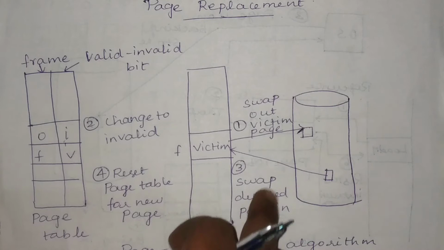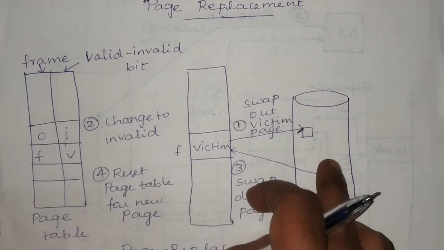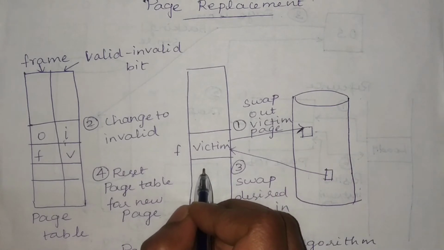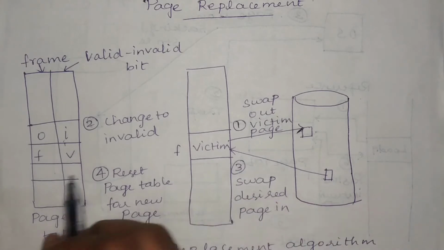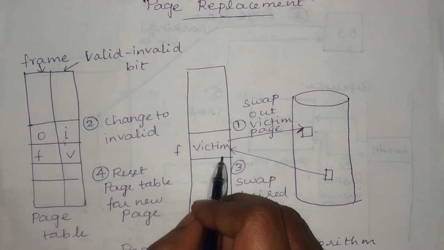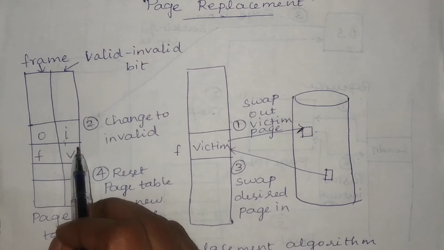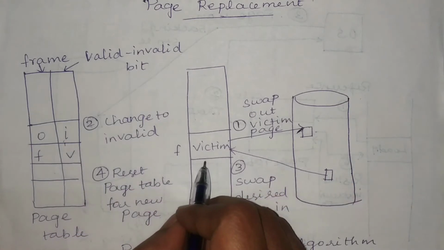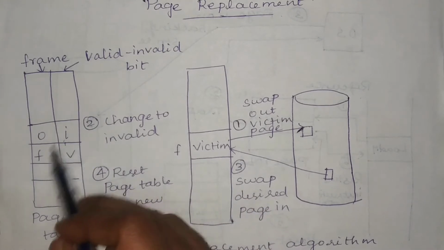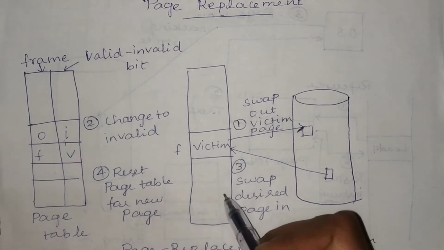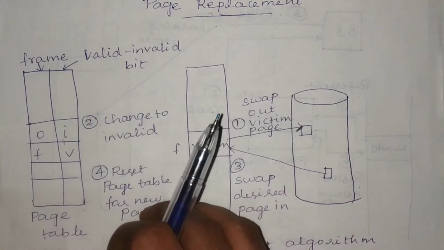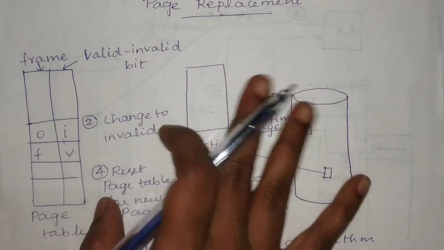The third step is the swap in operation, which means the page currently required by the CPU is taken from secondary memory and placed in primary memory. After the swap in operation, we need to reset the page table accordingly, because initially that page was not available in main memory, so its corresponding bit was invalid. Now we have placed that page into primary memory, so its bit should be changed to valid. Again we reset the page table entry according to the new page available in main memory. That is the fourth step. These are the steps to be followed whenever you perform page replacement.